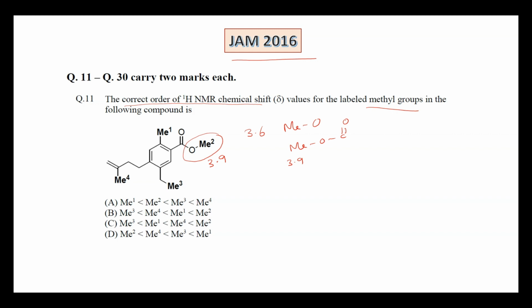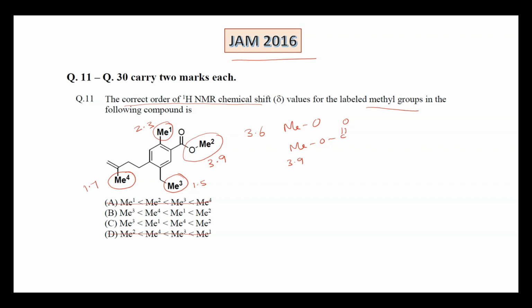And the alkyl methyl 3 will be around 1.5 something, so it will be from 0.5 to 2. And the methyl attached to alkene carbon is 1.7. The methyl attached to the benzene ring will be around 2.3. So now, methyl 2, which is highly deshielded, will be having the highest value. So option A is gone, option D is gone. So if you pick one correct reasoning, you can rule out two options. So you have 50-50 chances.